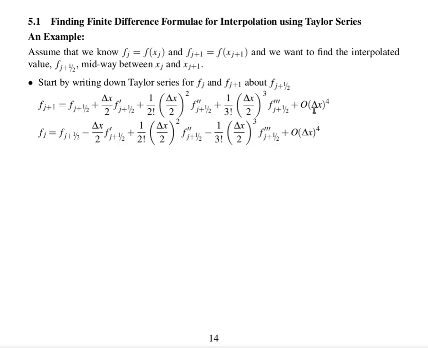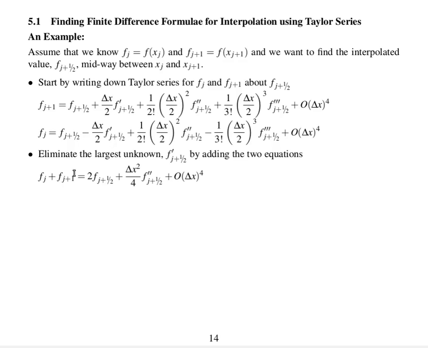I've included quite a lot of terms. So they're all in terms of j plus a half. We probably won't need this many terms, but I'm including more just in case. So we want to eliminate the largest unknown. The largest unknown is f dashed of j plus a half. These are the knowns. This is what we want to find out, so we eliminate this by adding the two equations together to get this formula.